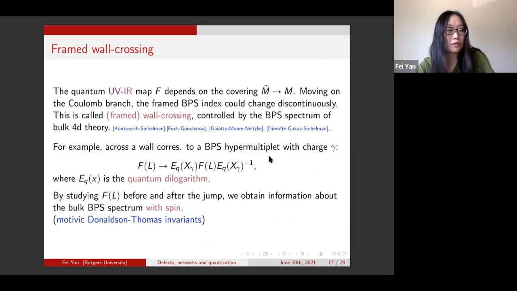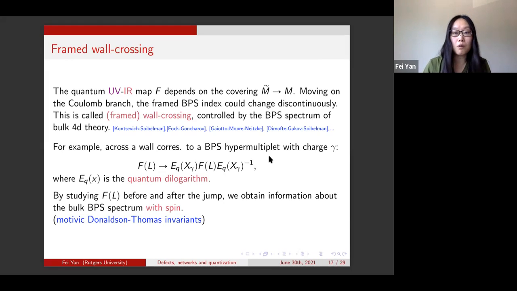Okay, so let me also comment on some behavior that this quantum UV-IR map satisfies. As we described so far, this quantum UV-IR map depends on this covering 3-manifold, which is uplifted from the separation curve, namely it depends on the choice of the Coulomb branch point. If you move on the Coulomb branch, the framed BPS indices could change discontinuously. This is a so-called framed wall crossing. And the way the framed BPS indices change discontinuously is controlled by the bulk BPS spectrum of the 4D theory.